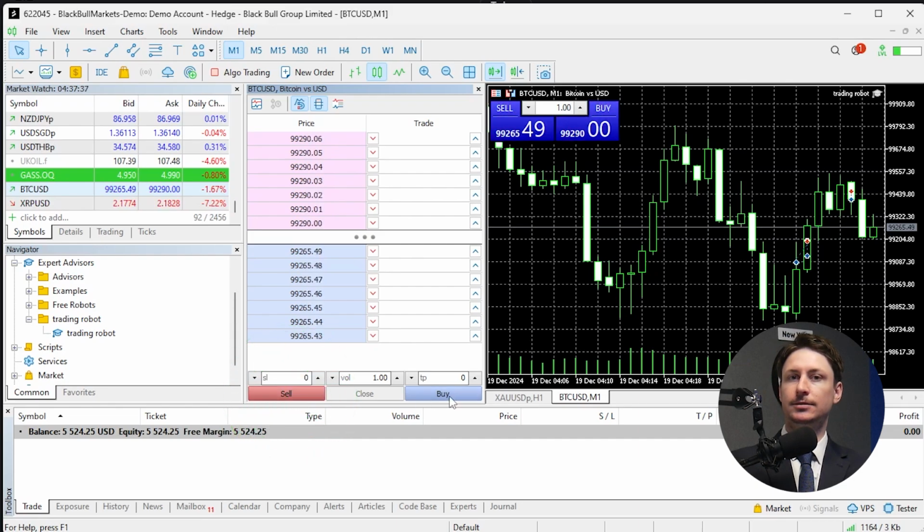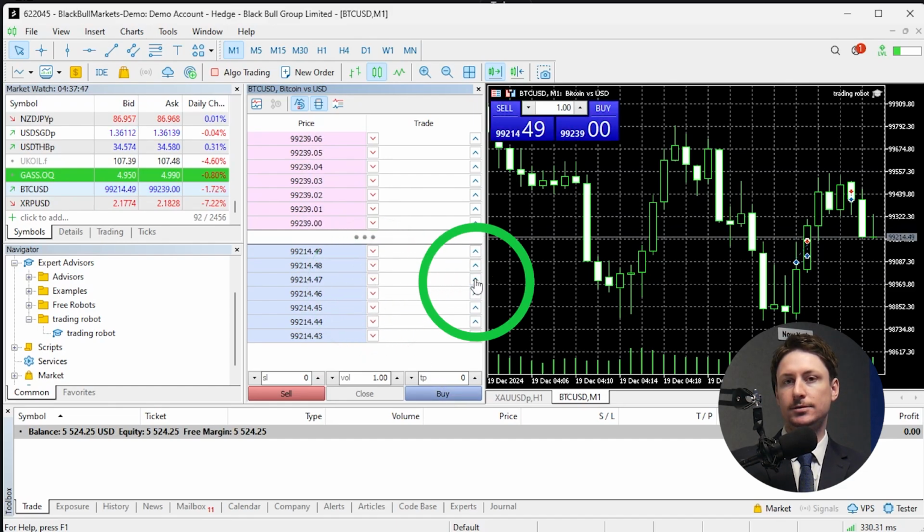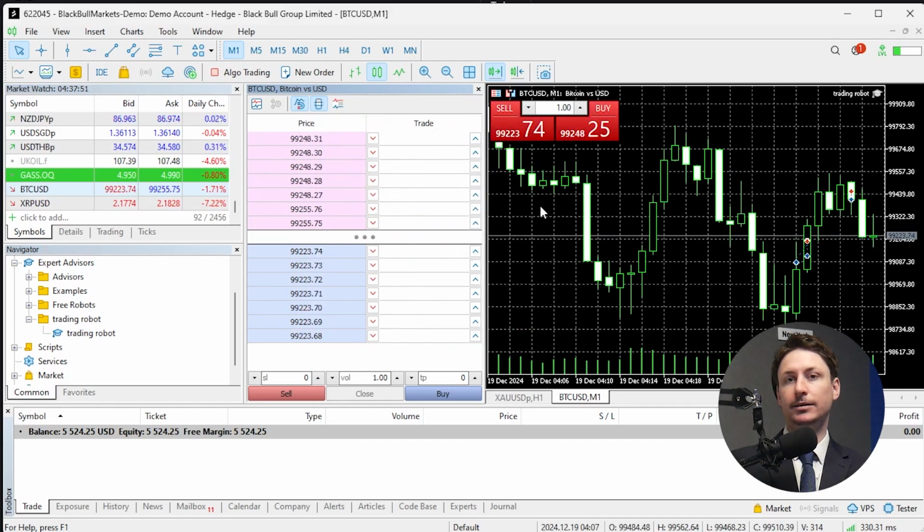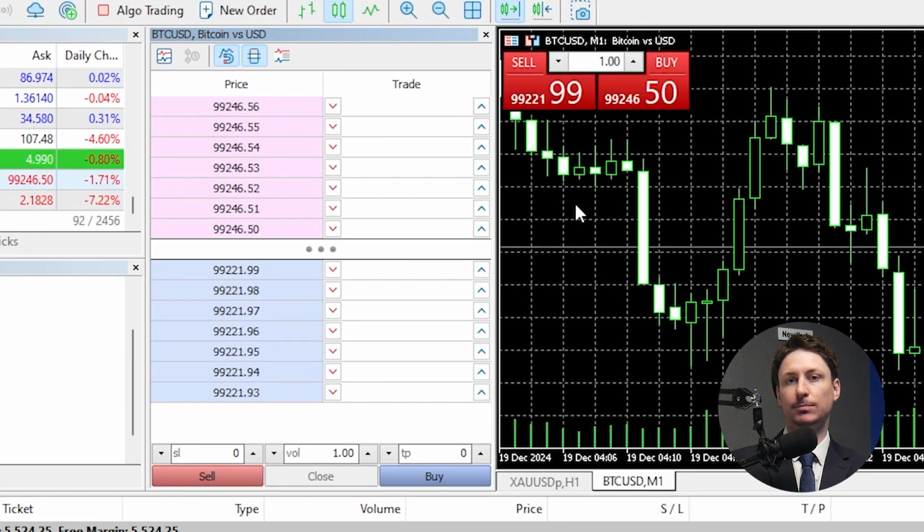The first is market orders to instantly buy and sell at the current market price using the order function at the bottom. And the second are pending orders to place buy or sell orders at a specific price using the depth of market table. The pending orders are known as buy limit, buy stop, sell limit, and sell stop, and are placed via the blue and red arrow buttons in the depth of market table.